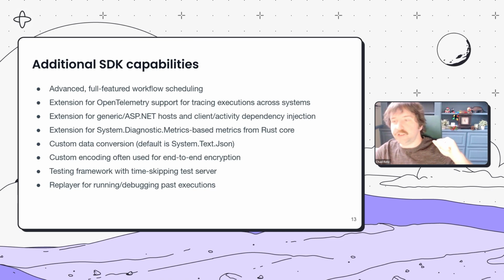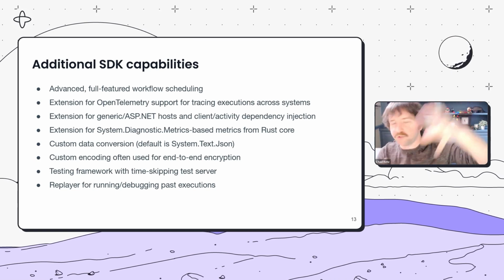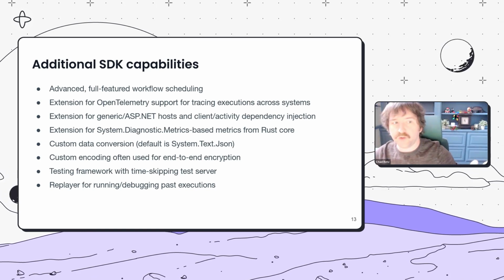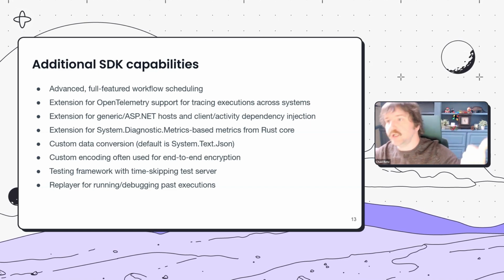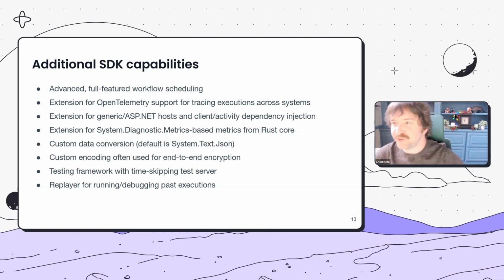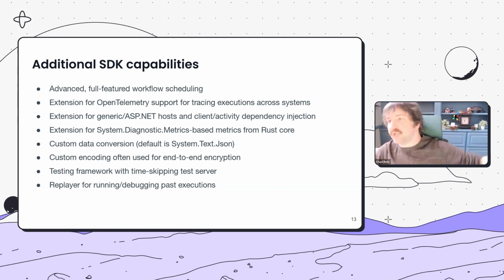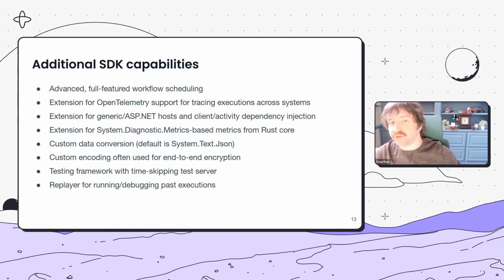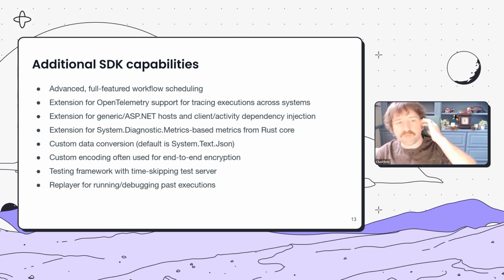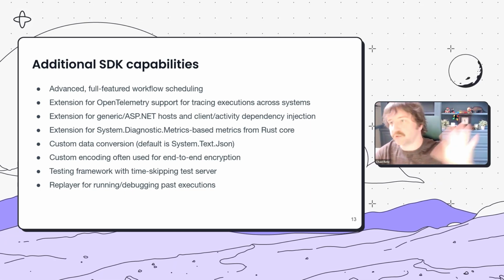So other features that the SDK has, among others: workflow scheduling, full-featured, with the actual complex schedule model that lets you customize the exact intervals and do backfilling and all the advanced stuff you may be familiar with in scheduling. An OpenTelemetry extension, so it plugs right into the existing .NET OpenTelemetry and .NET activity libraries, not to be confused with workflow activities. ASP and generic host support. So if you're used to running daemons in that way, which many .NET developers are, it'll work just fine. Same with dependency injection, which is very popular in .NET. It will work through there. And then we have extensions for metrics, custom data conversion, end-to-end encryption like all SDKs, a full testing framework, replayers, and so on and so forth.